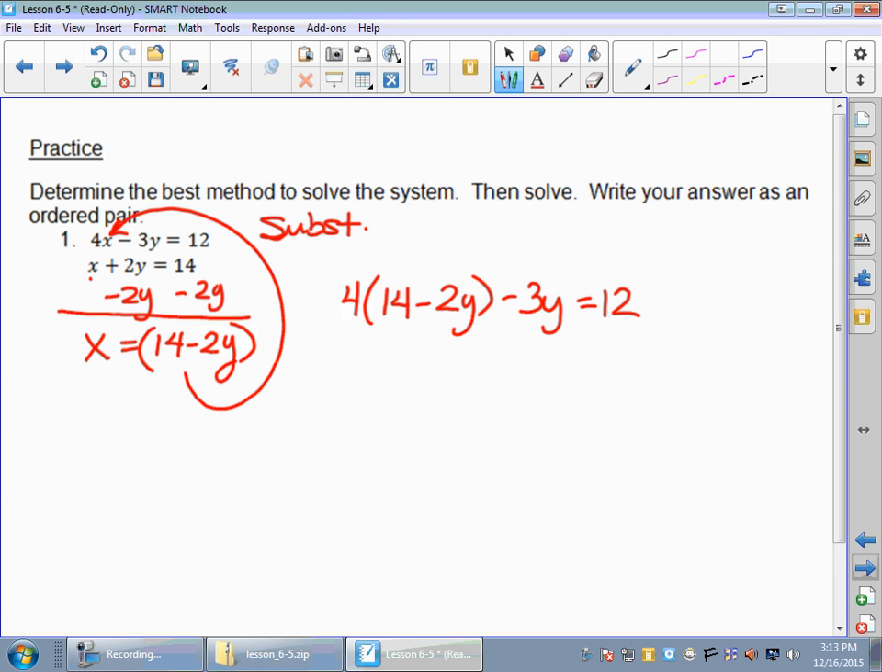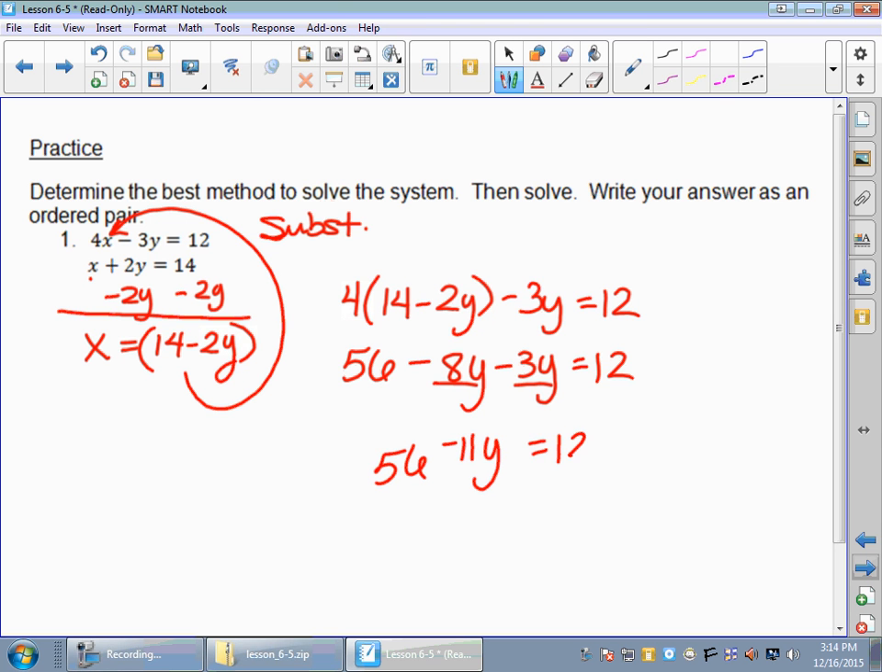And so we end up with 4 times 14, which is 56, minus 8y minus 3y equal to 12. And then I have negative 8y's and negative 3y's. That means I have negative 11y's. So I just combine them together, is equal to 12. So I got 56 minus 11y is equal to 12.